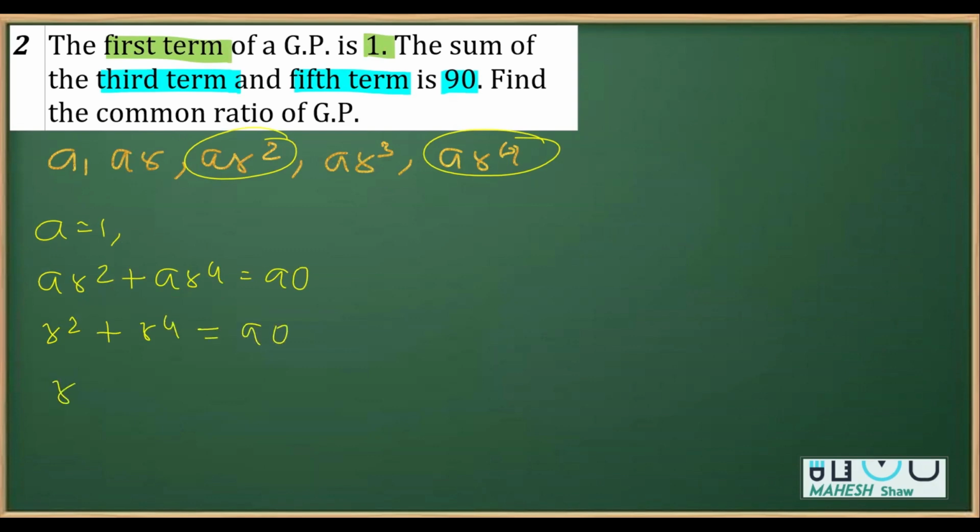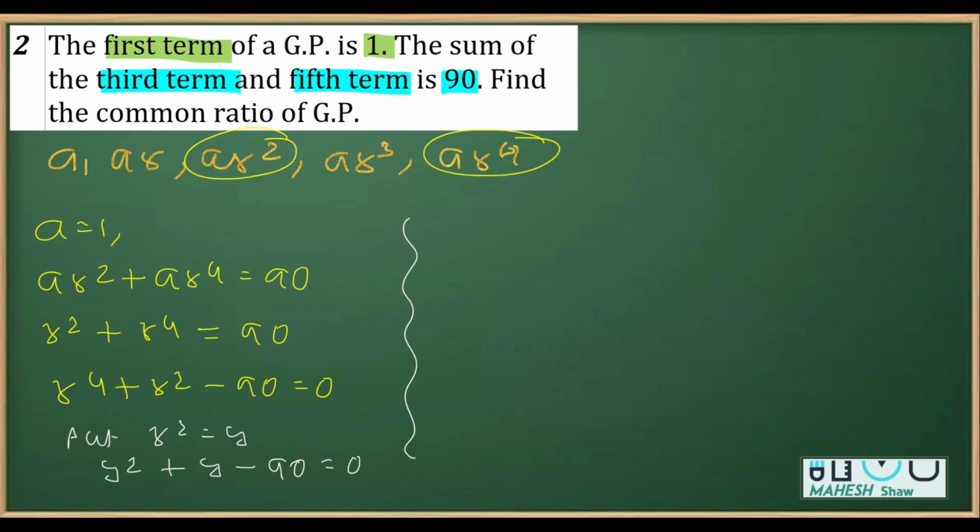Let's see, if I write it down in the standard form, this is r raised to the power 4 plus r square minus 90 equal to 0. Now we can say this can be solved by using a quadratic equation. To simplify this, I'm considering r square to be y. So r power 4 will be y square, plus y, because this is r square, minus 90 equal to 0.